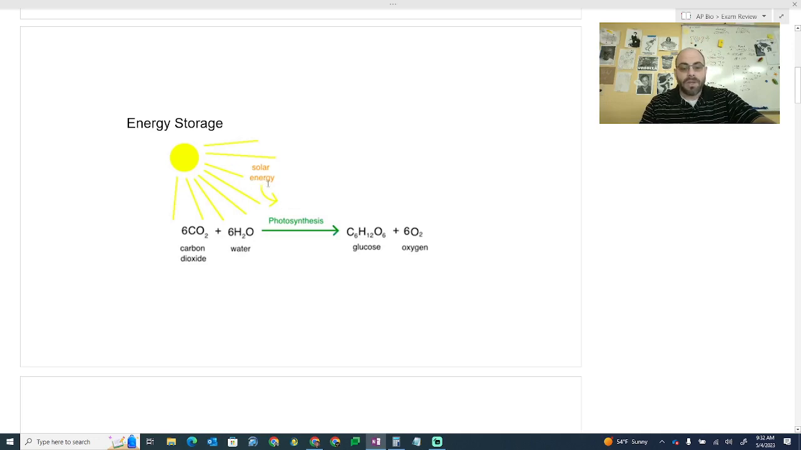And in order to do photosynthesis, we need the sun. Photo, light, synthesis, make things. So make things using the sun, those things being glucose and oxygen as a byproduct. What do we need in order to do that? Well, we need carbon dioxide and water.